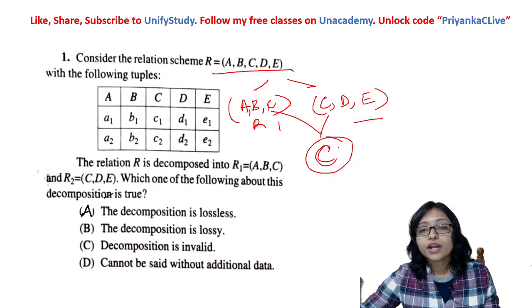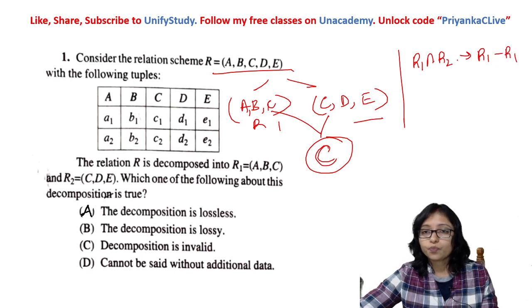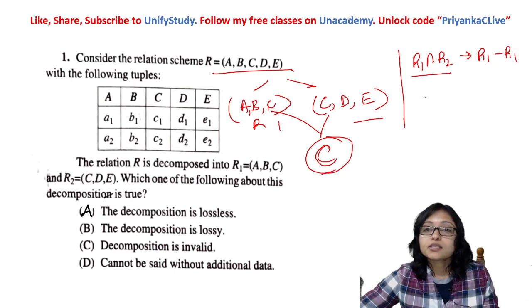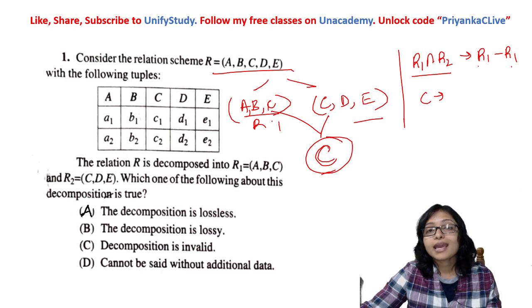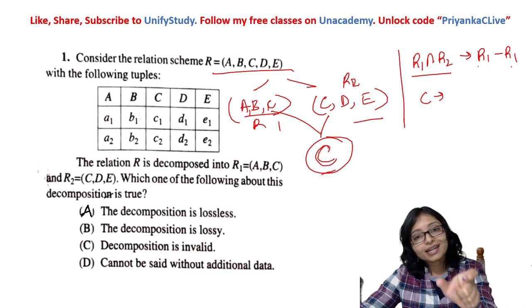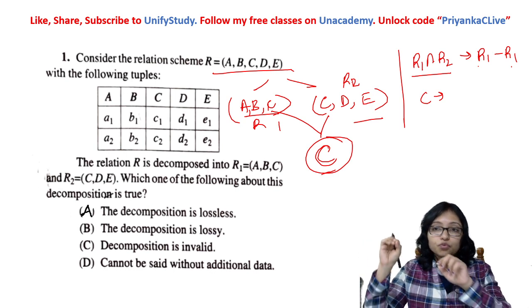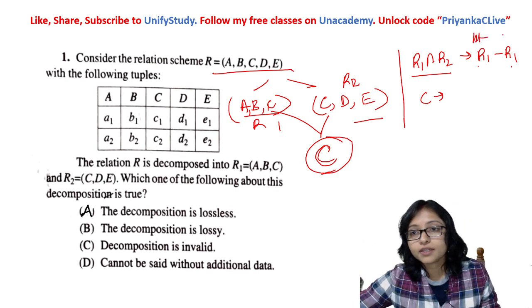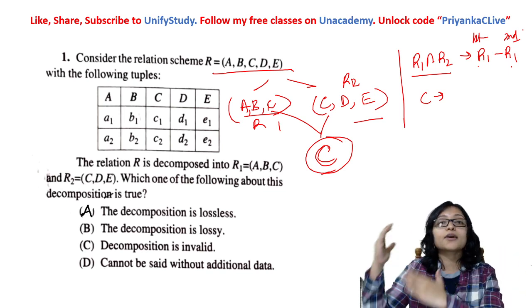So here my common attribute is C. What do I have to do? R1 intersection R2 implies R1 minus R2. R1 intersection R2 is my C. C implies R1 minus R2. In R1 there are A, B, C and in R2 there is C, D, E. So whatever is there in R1 but not in R2, what I have to do from the first table. This is my first table and this is my second table. When you are doing the subtraction, from the first table you have to deduct the common part.